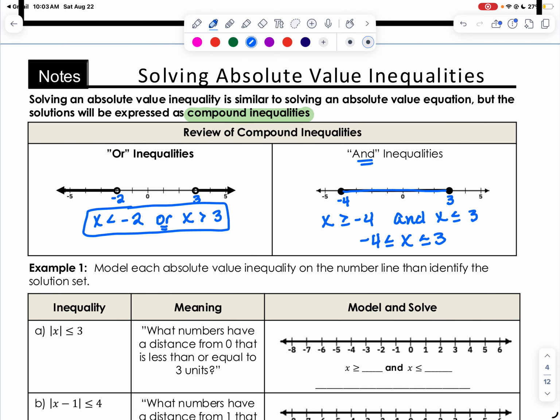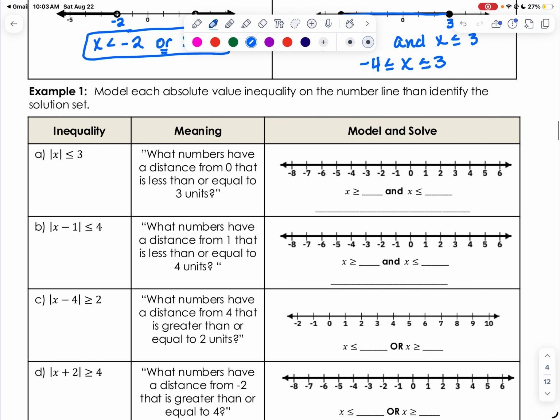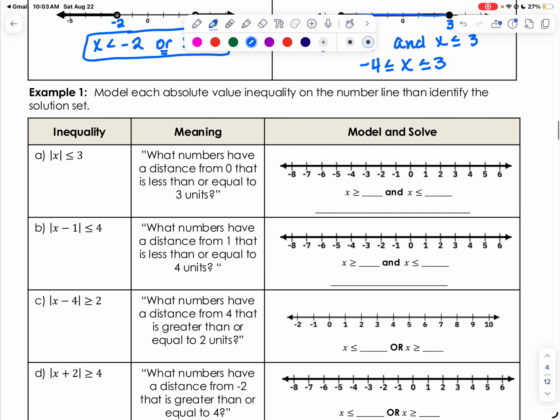These are both ways of writing "and" inequalities. All right. So in example 1, it says model each absolute value inequality on the number line and then identify the solution set. So in our first problem, we have the absolute value of x is less than or equal to 3. Now I'm going to rewrite this as absolute value of x minus 0 is less than or equal to 3. So the meaning of this is what numbers have a distance from 0 that is less than or equal to 3 units.